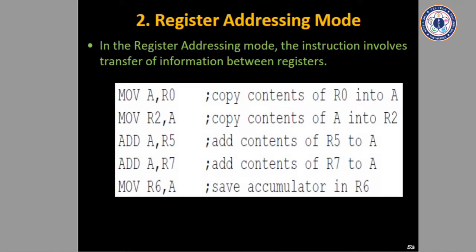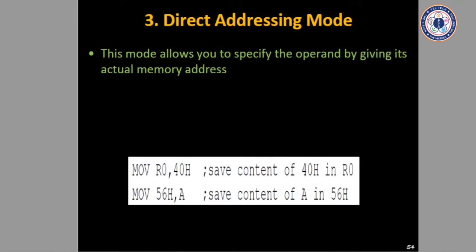Now we can see the third one, direct addressing mode. Direct addressing mode is nothing but the RAM address. The RAM byte address is calculated from 30 to 7F. So we can take any RAM location between 30 and 7F.